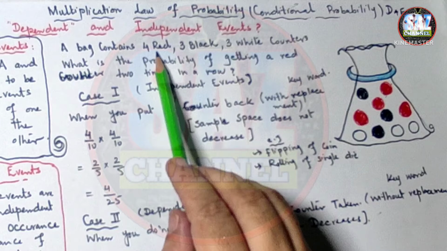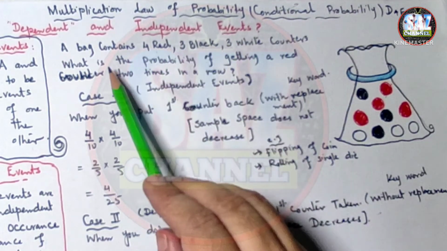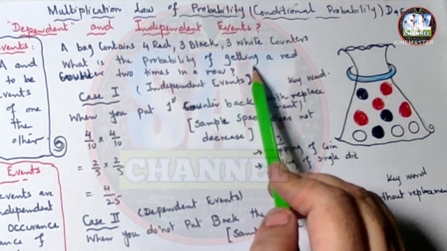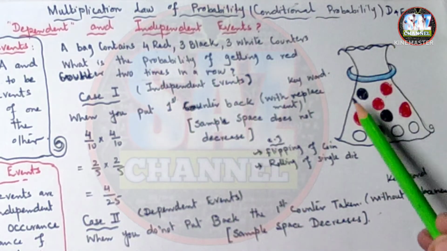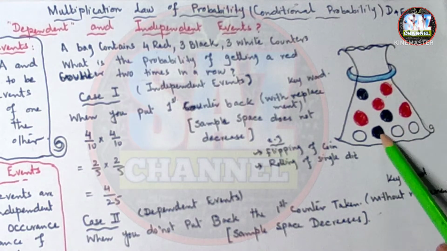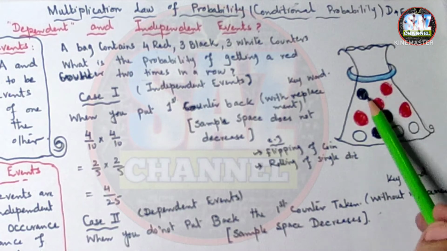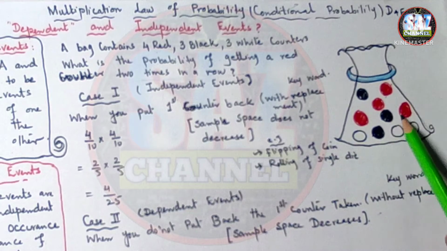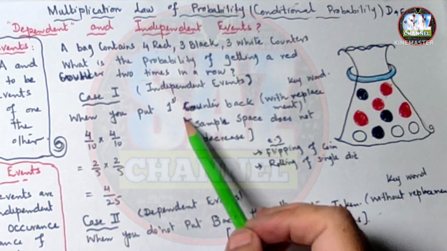A bag contains 4 red, 3 black and 3 white counters. What is the probability of getting a red counter 2 times in a row? Okay, look, here we have a bag containing 1, 2, 3 and 4 red counters, 3 black counters and 3 white counters, and we have to find the probability of picking up a red counter twice in a row. Now you can see that there can be 2 situations here.